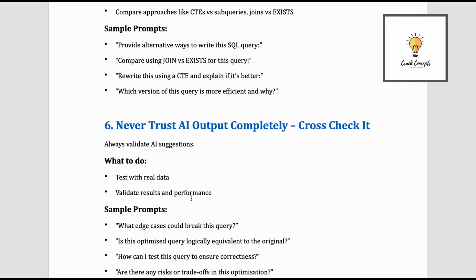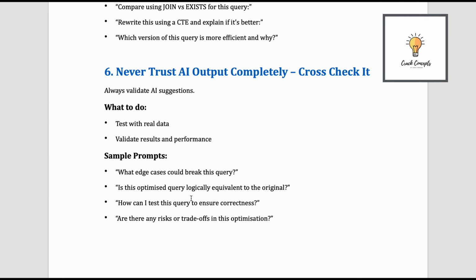Number 6, never trust AI output completely. Cross-check it. This is the most important tip. Always validate AI suggestions. Test with real data, validate results and performance.